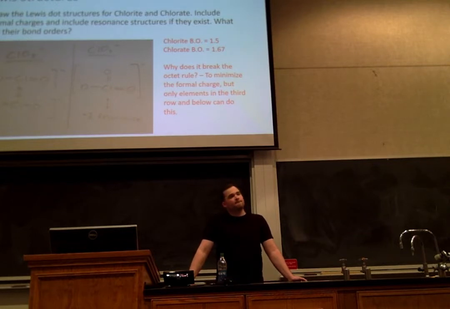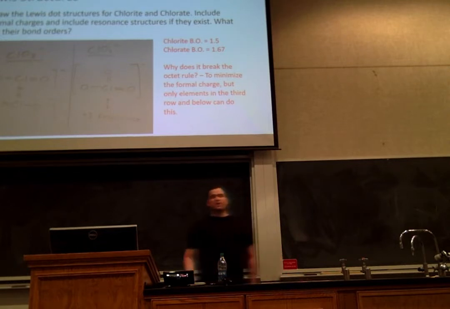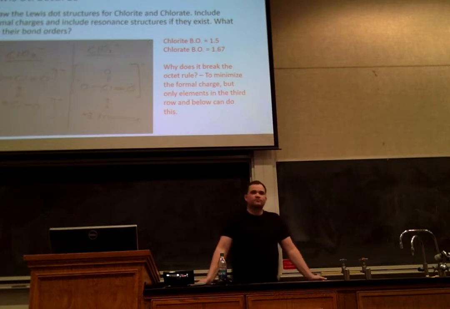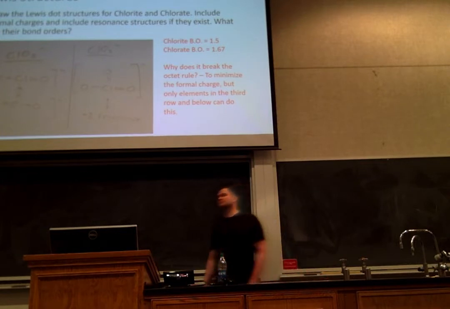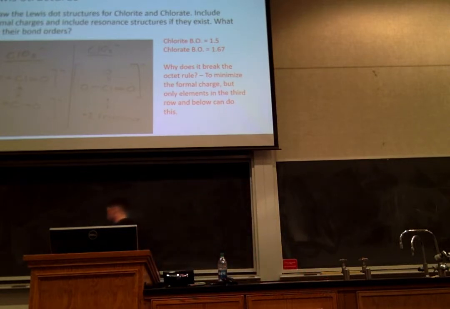Yeah. So with chlorate, why can't we draw it with two double bonds? We'll talk about that. It's a great question, though. Unless for some reason I move on without talking about it, then quickly grab my attention. Yeah. So when we're drawing Lewis structures, you want to minimize the formal charges as much as possible.